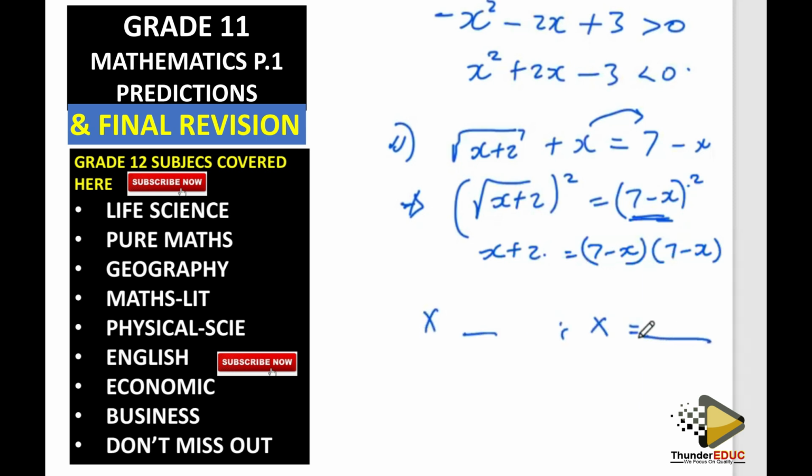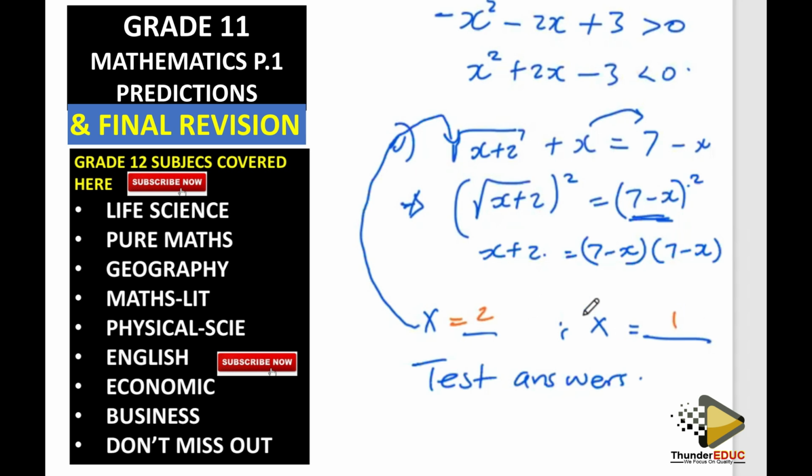Okay. And then after getting the 2 values of x, we need to test the answers. Okay. So we need to test our values within the original expression. So what we do, let's say in this case, if x was a 2 or x was a 1, just giving an example, we need to replace this x with 2. So like 2 plus 2, and then square root of that, and then plus 2, and see whether we're going to get the same answer or the same result as what is on our right-hand side.